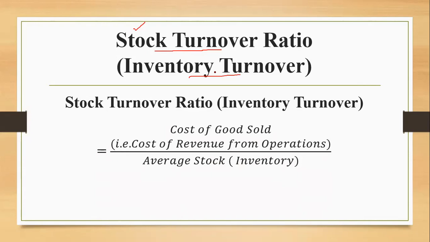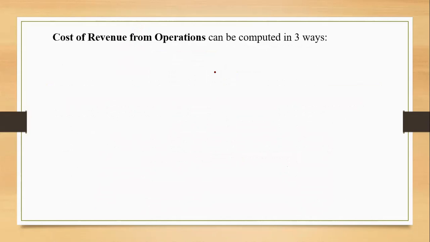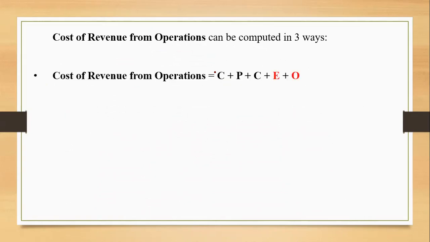Now, how do we calculate cost of goods sold? We have already done this earlier, but again, cost of revenue from operations can be computed in 3 ways. All 3 ways you need to memorize. First and the most important one is CPCEO.